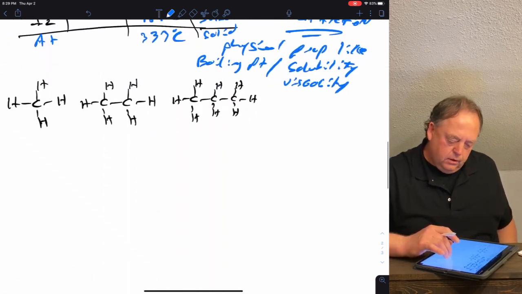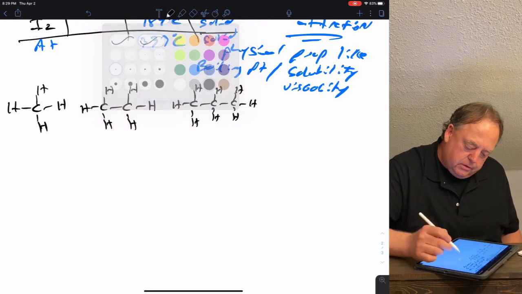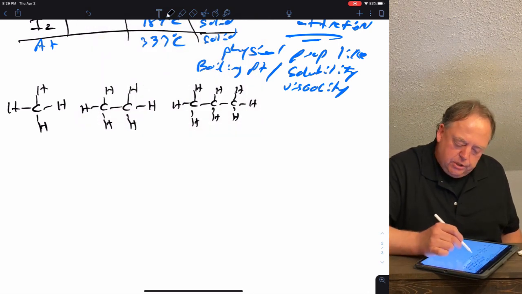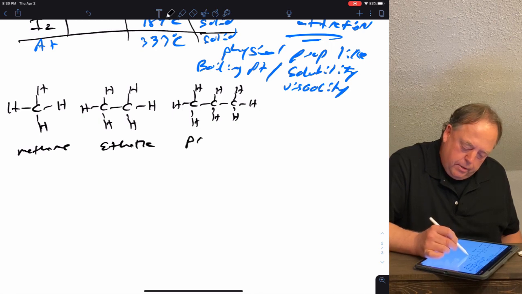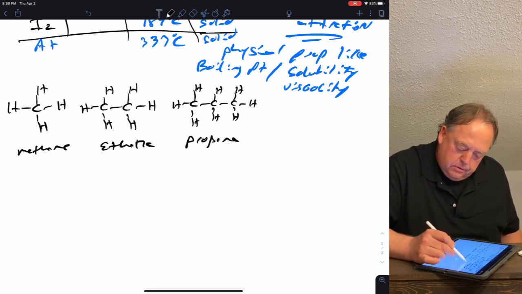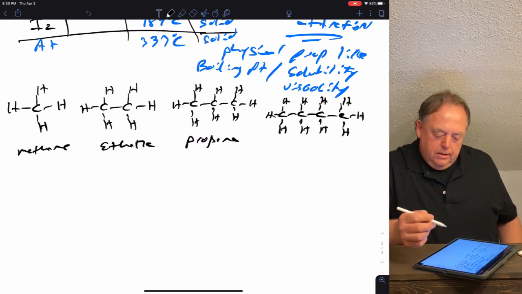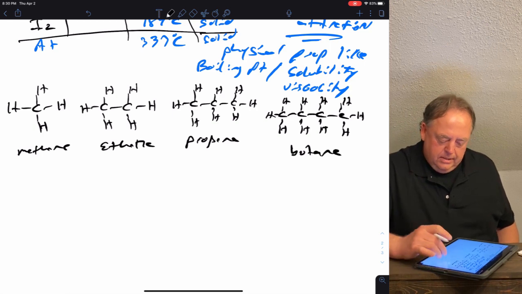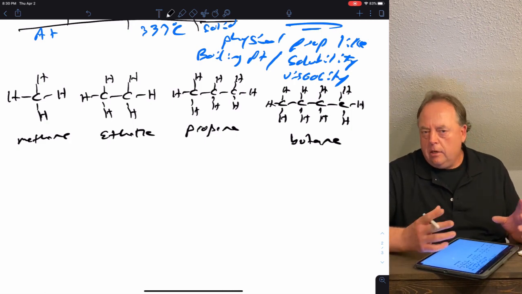So if we took another example, if we took these molecules, let's add another molecule to the mix. So 1 carbon, this would be methane. 2 carbons is ethane. 3 carbons is propane. And 4 carbons. If we put 4 carbons in a chain, then that is butane. Okay, so which of these molecules will experience greater intermolecular attractions?